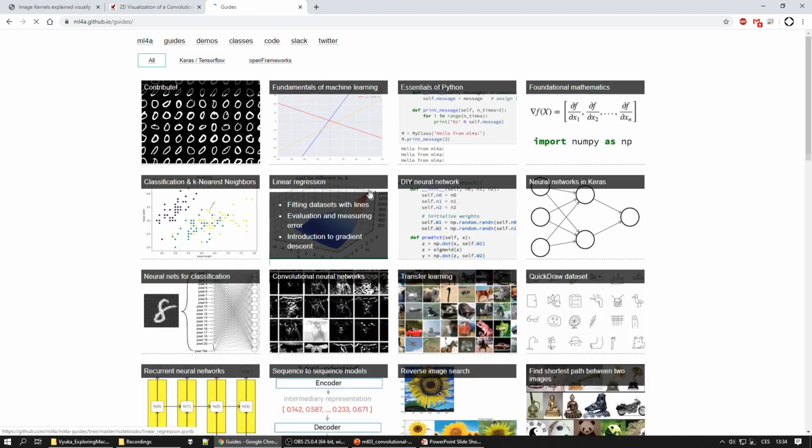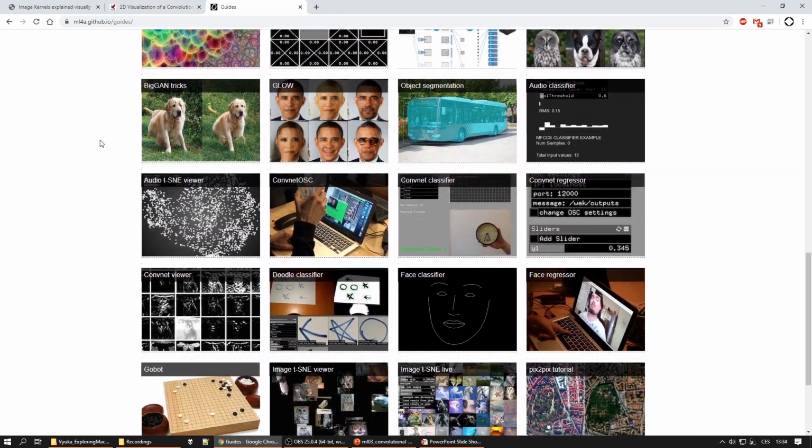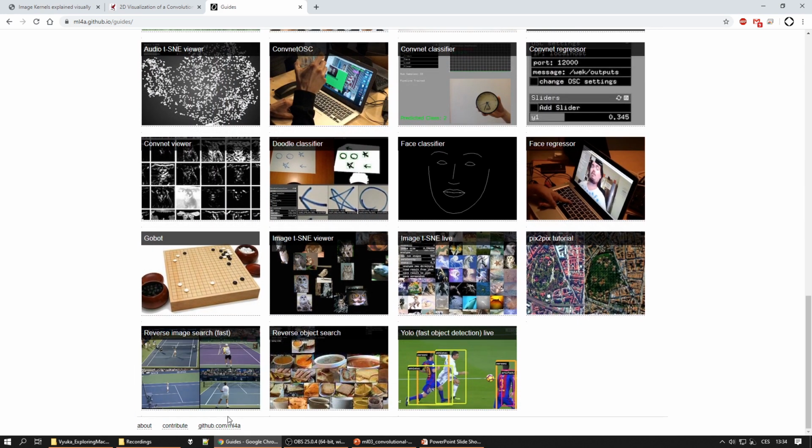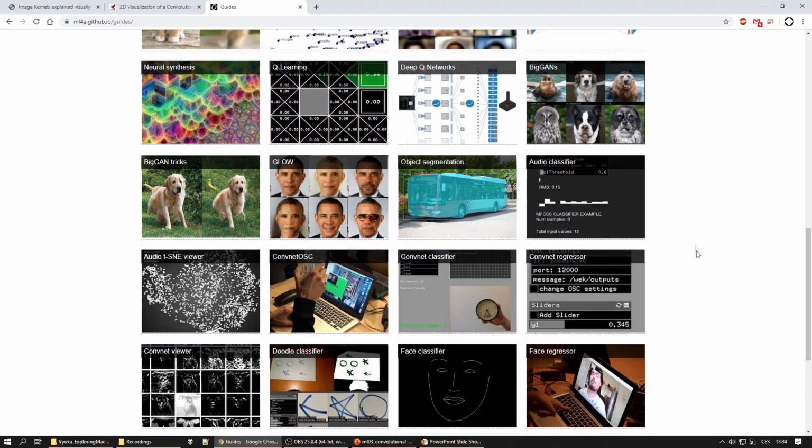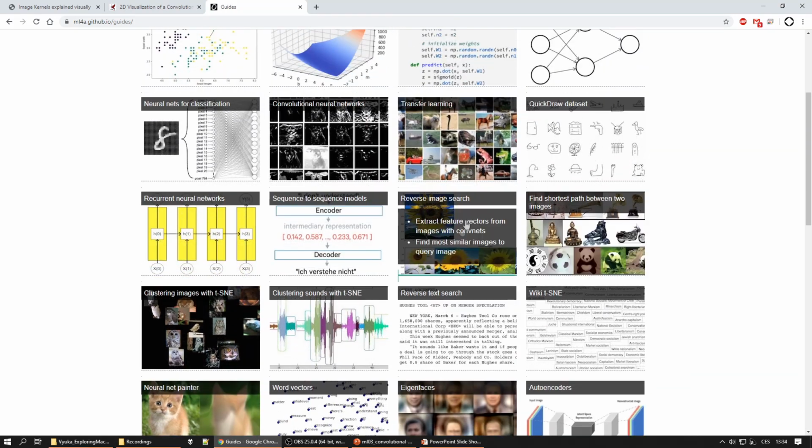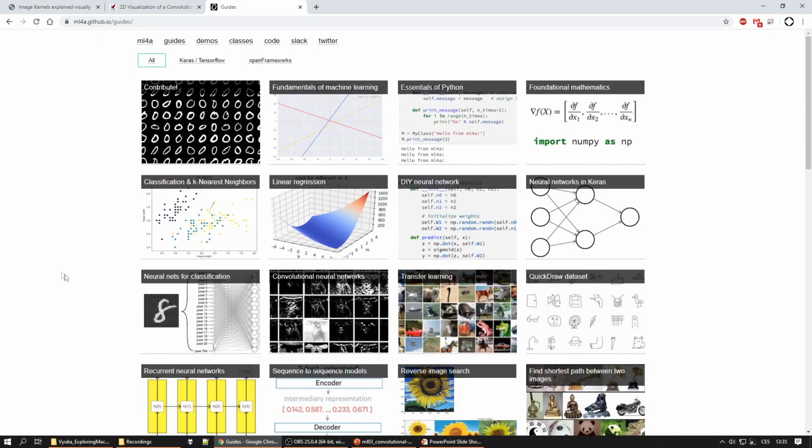Okay, I will just show the ML4A guides. This is a website which has all sorts of tasks that you can do with all sorts of types of neural networks. Reverse object search would be something similar to what we will be doing today. And I think maybe there is a reverse image search, that's the one, and then searching for the shortest path between two images. So these two are combined into the exercise that we will be exploring today. It's quite likely that we will see some of these in later classes as well. However, if you are interested, you can look at these yourself and explore them, just run them and see what happens there.